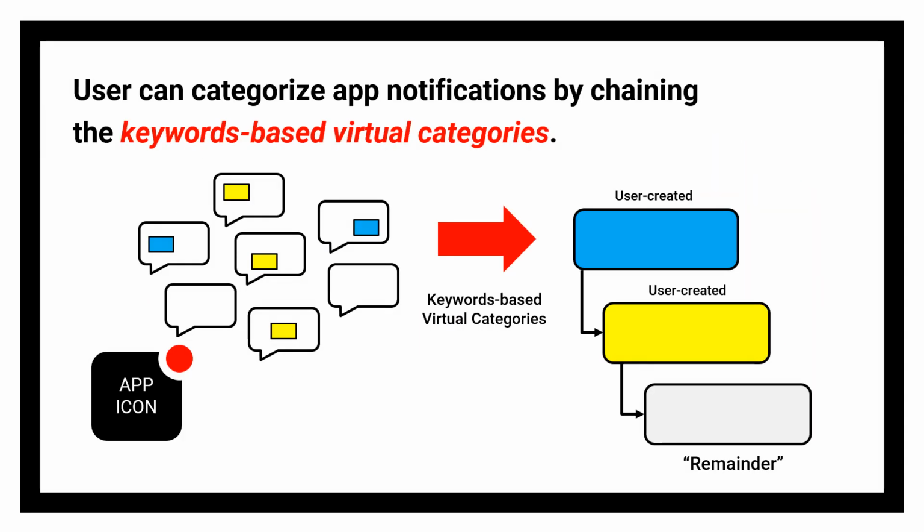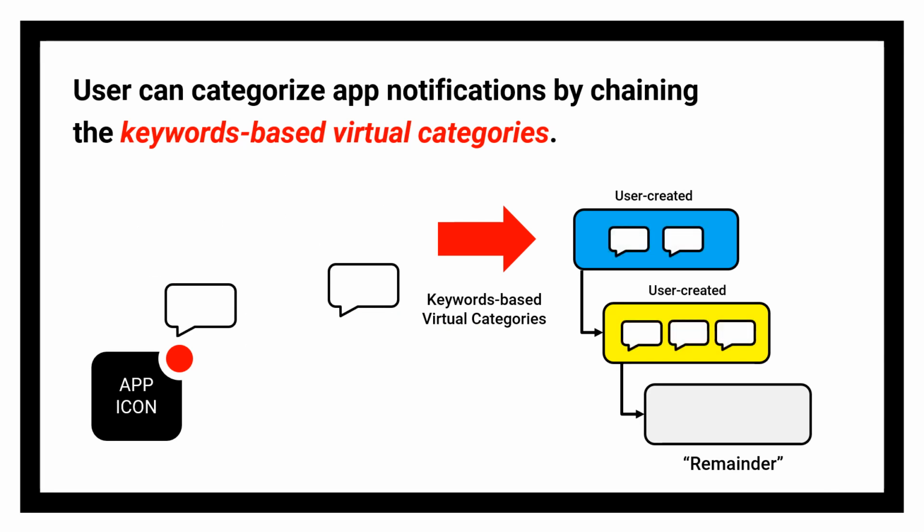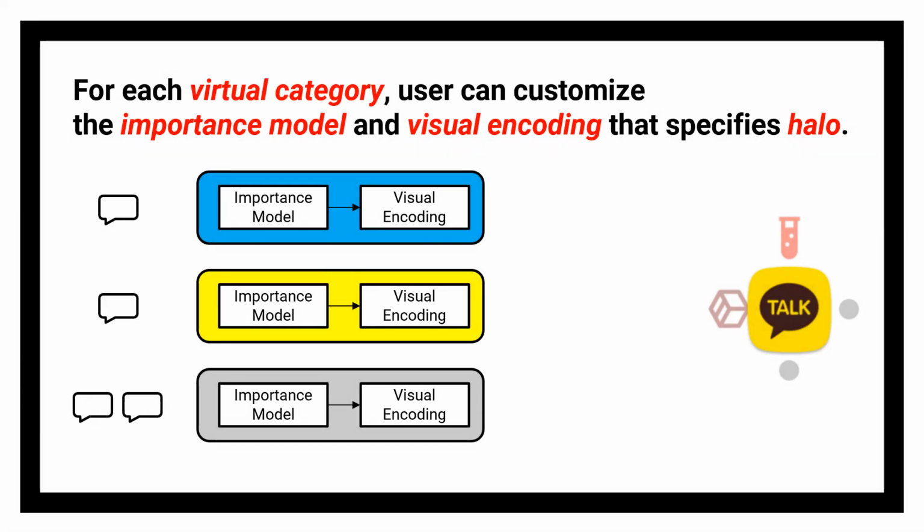With DataHalo, people can categorize app notifications by chaining the keywords-based virtual categories. Notifications that do not belong to any of user-created virtual categories eventually belong to the default category called remainder. For each virtual category, user can customize its importance model and visual encoding. Based on them, notifications convert into graphical marks and assemble into the Halo visualization.